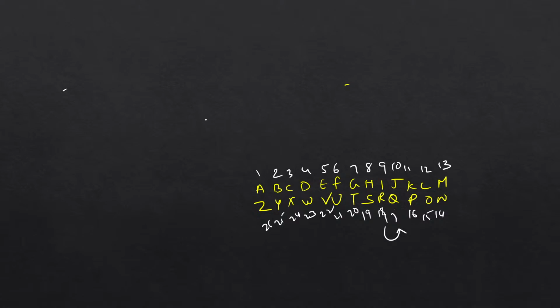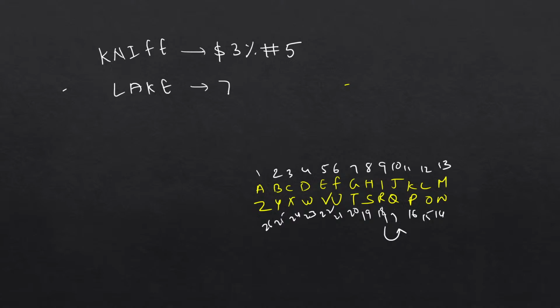Now the question here is, we are going to deal with symbol coding. The question is like this. In a certain code, knife is written as dollar 3 percentile hash 5, and lake is written as 7 at the rate dollar 5. Now you need to find out how fail can be written in the same code.